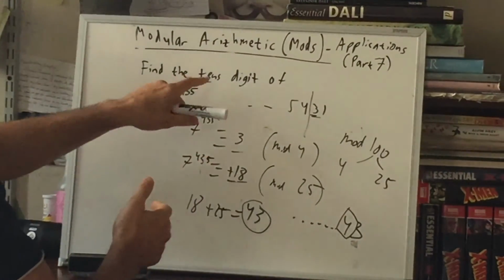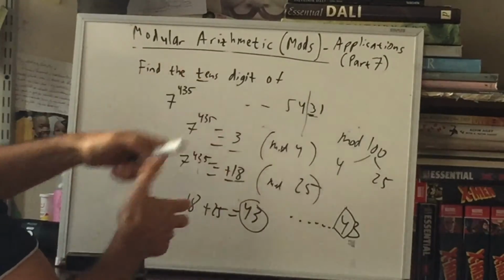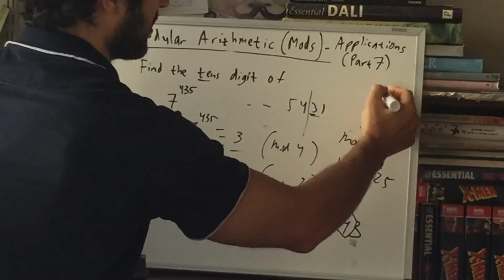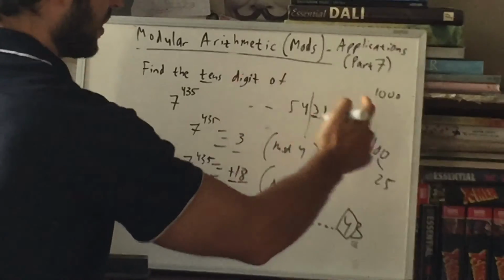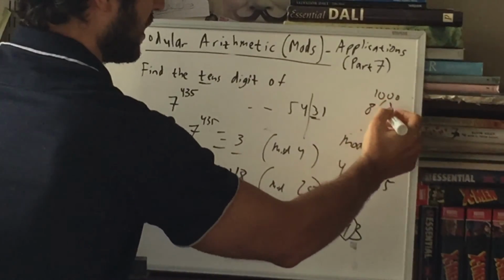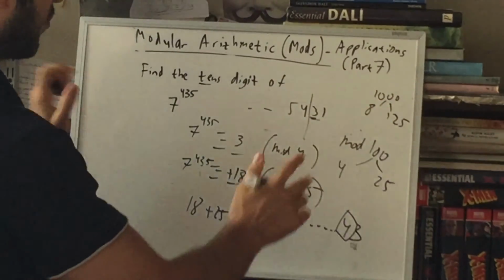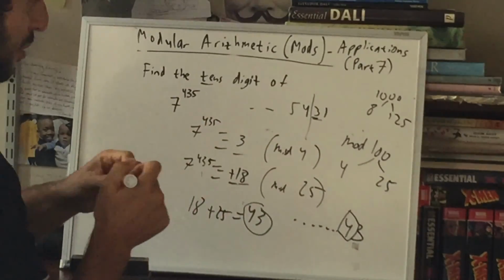Now you could have asked, find the hundreds digit or thousands digit. So let's say we had 1,000 for finding the hundreds digit. We would split this into 8 and 125 and run the same sort of program, same sort of idea.